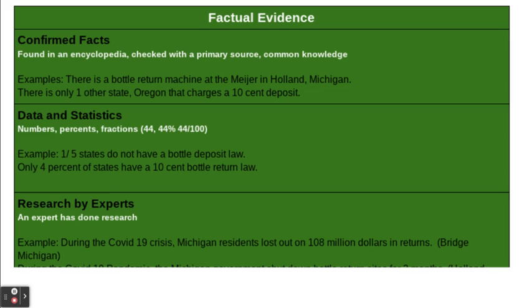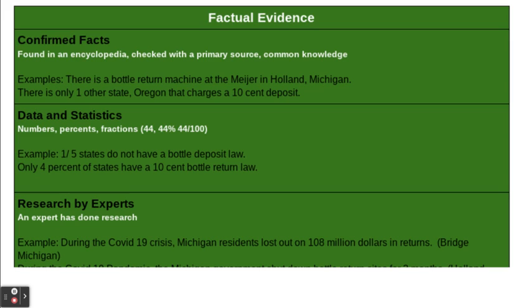Data and statistics. Here's an example. So it's got numbers. 1 out of 5 states do not have a bottle deposit law. So there are 10 states that have bottle deposit laws. It changes how much the deposit is per state. Here's another one. Only 4% of states have a 10-cent bottle return law. So I kind of crunched the numbers there, but I found that also when I did some research on some websites or read some articles.